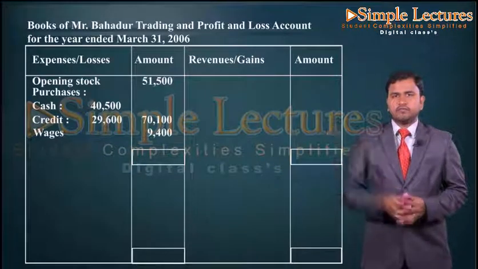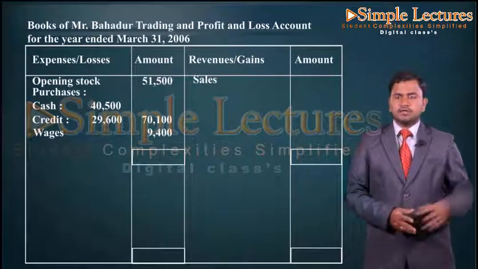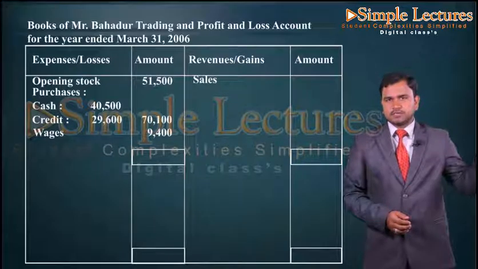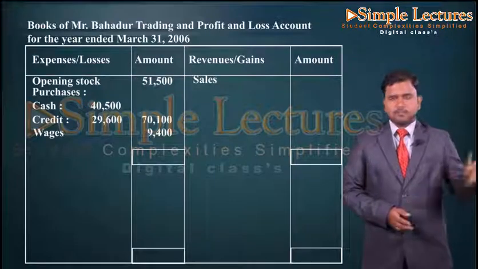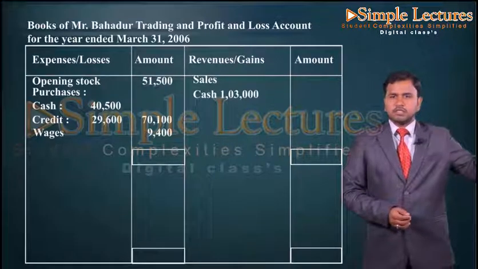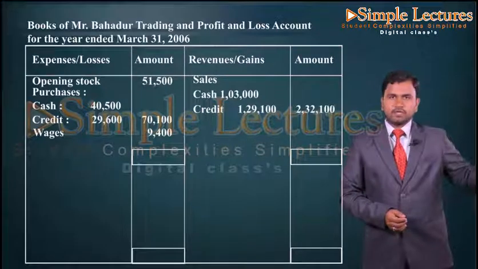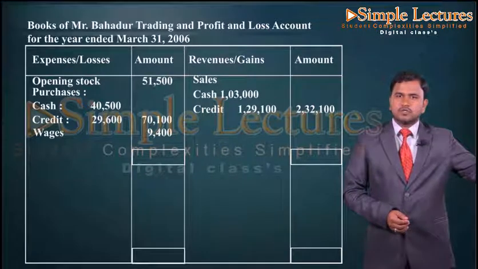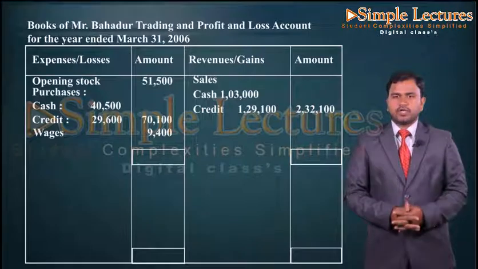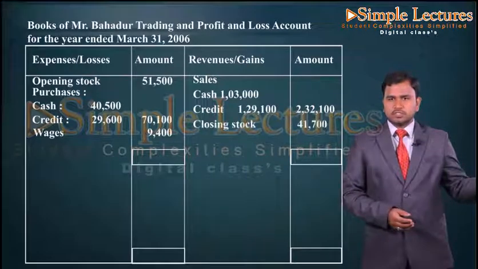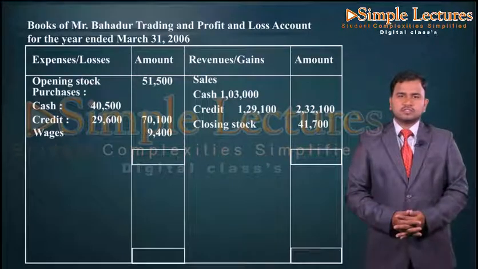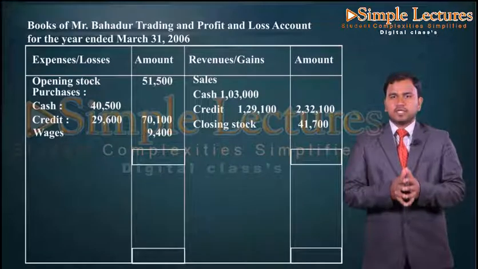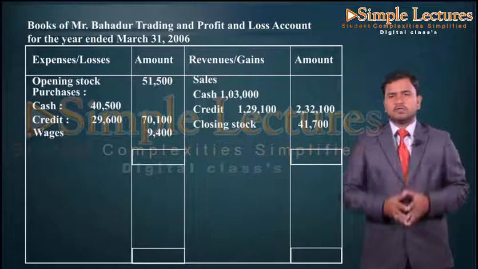9,400. Then we have sales, which has to be recorded in the credit side. Sales, even in the sales we have cash sales as well as credit sales. So in the inner column, cash 1,03,000, credit 1,21,100. So the total sales will be 2,32,100. Then we have closing stock, which is 41,700. After recording these entries, we have to close the trading account to find out the gross profit.